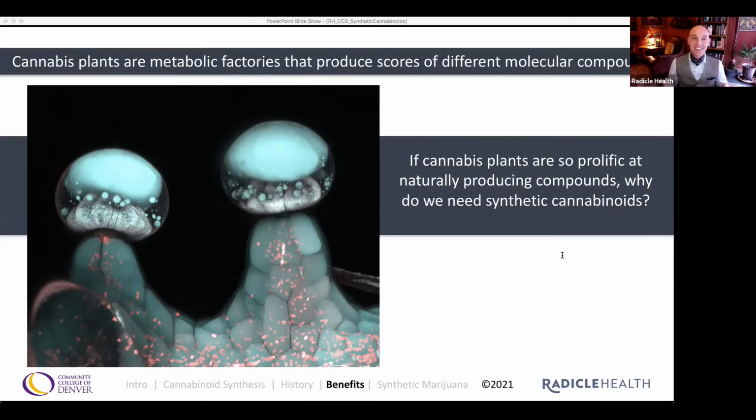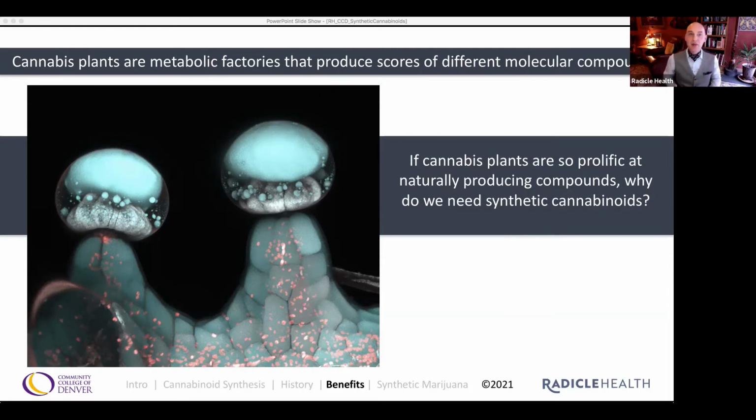Anyone want to take a guess? You have to unmute yourself if you want to take a guess. Why do you think initially we needed synthetic cannabinoids? Yeah, someone in the chat just said research. That's absolutely right.